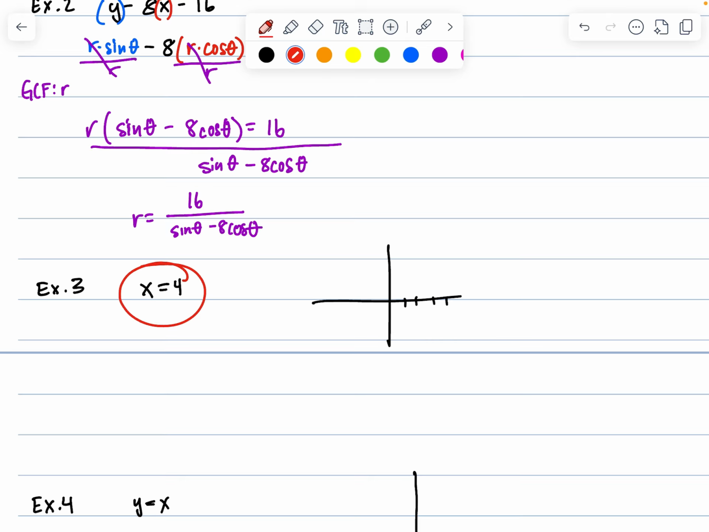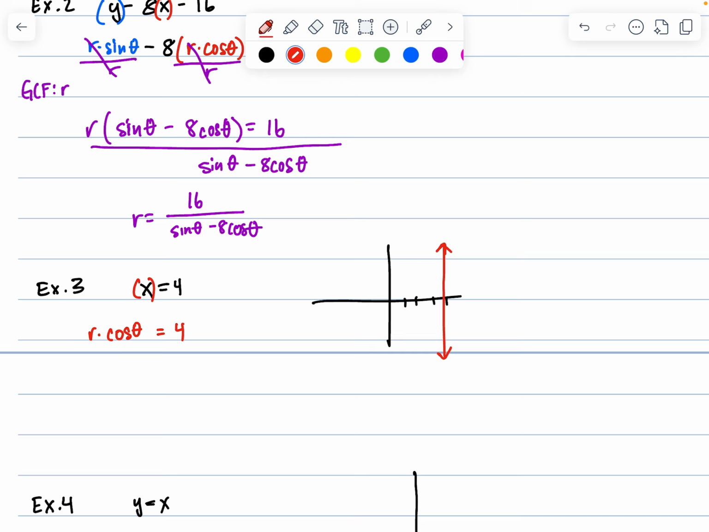X is equal to 4. This is a vertical line where the x value will always be 4. Okay? If we graph this, we should see that line. But all we have to do in this particular equation is substitute out the x with r cosine theta. And in this particular equation, you don't have to factor anything because there's only one term.